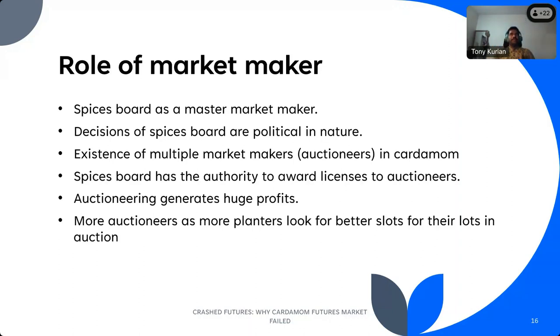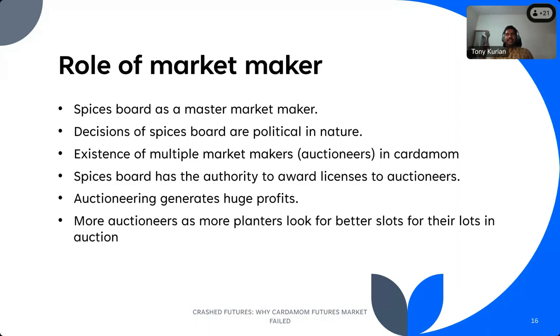I don't have a lot of time. So basically, what resulted in the real crash of the futures market is the fact that many of the privileges that the cardamom traders enjoyed in the spot market were not available in the futures market: one, the ability to trade in multiple qualities at the same time; two, to make money from auctions, to get your lots at the right moment.